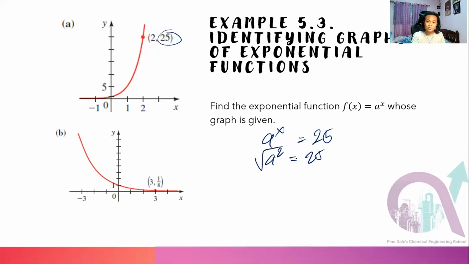How do you find a now? You square both sides. A is the square root of 25, which is 5. So f of x is equal to 5 to the x.